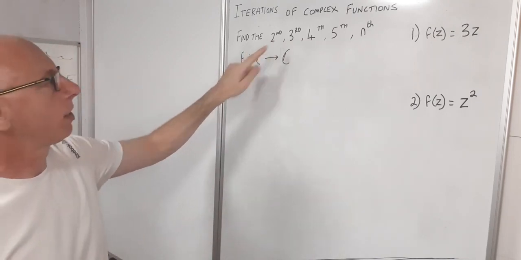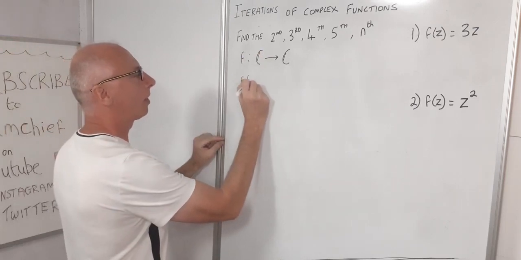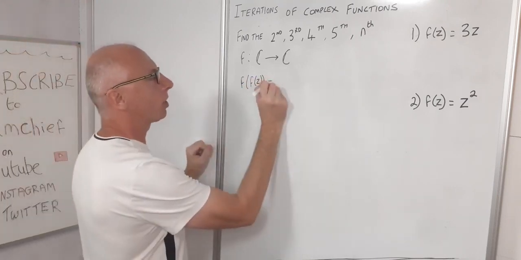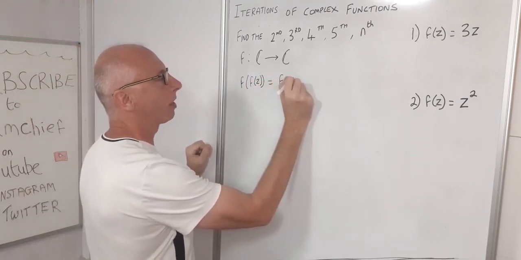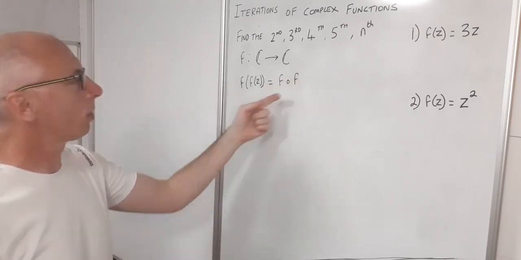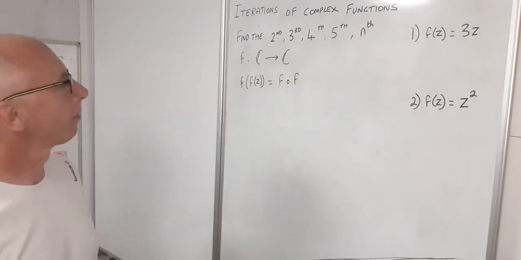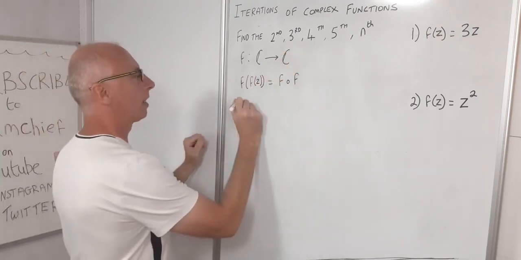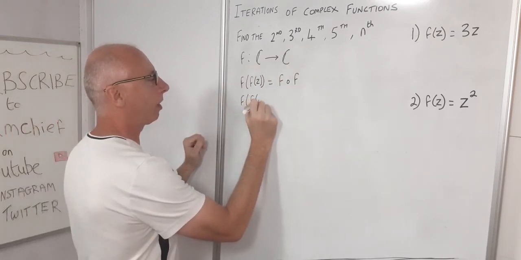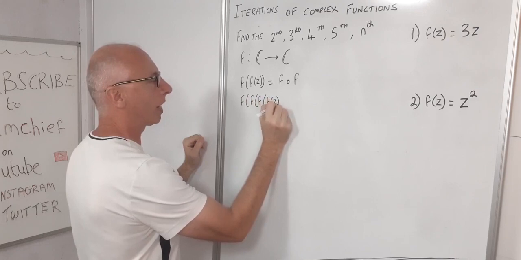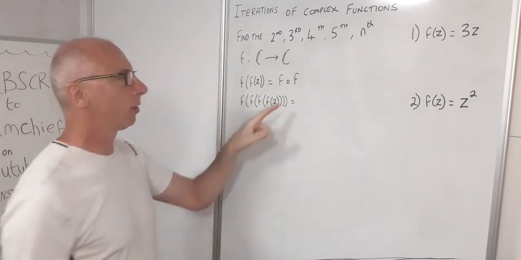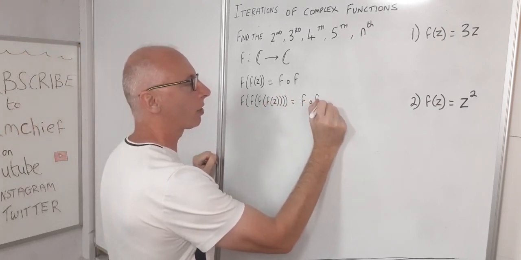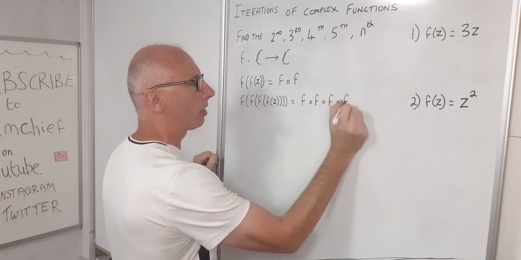So for example, the second iteration, we could write this as f squared of z. Another way we could write that in composition terms, we could write f circle f. That is also the second iteration. Now, what about, for example, the fourth one? How could we write that? That would be f to the 4 of z, and also in terms of composition, f circle f circle f circle f.